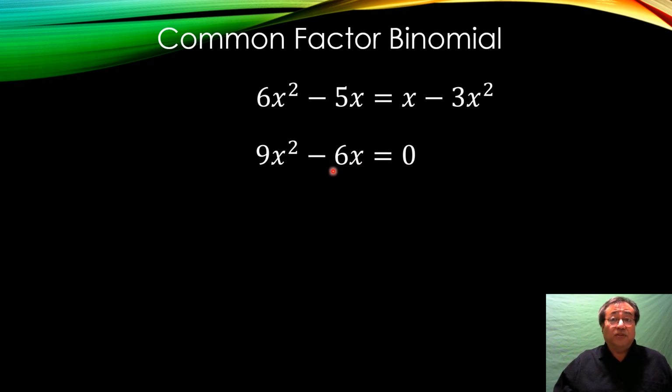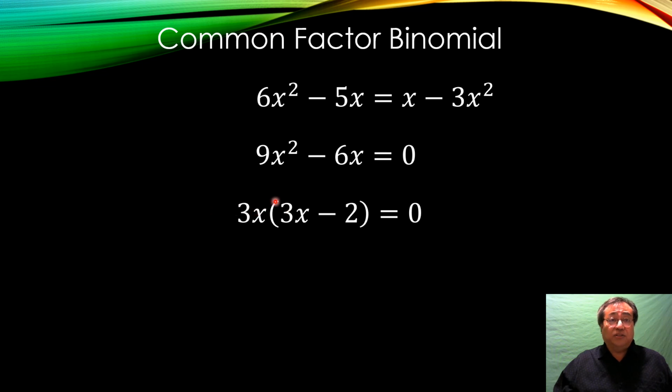So what's the common factor this time? The common factor this time is 3x, right? 3 goes into 9, and 3 goes into 6. X goes into x squared, and x goes into x, obviously. Take that out. So 9 divided by 3 is 3. X squared divided by x is x. 6 divided by 3 is 2. X divided by x is 1, so there's no x left over.